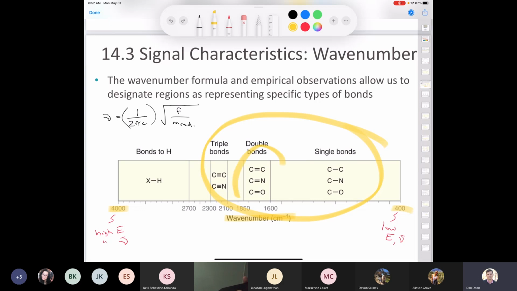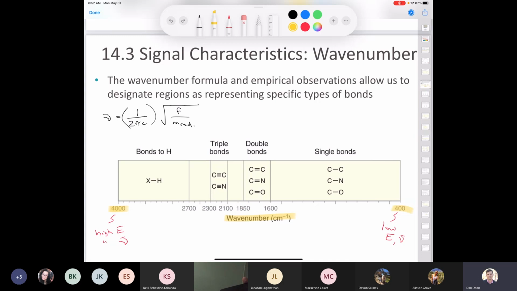Then once you get up to double bonds, they're going to be in the range of 1650 to 1850, let's say, or 1875, something like that, or 1900 even. Why? Because they're stronger. And then you get up to triple bonds, which are going to absorb at even higher wave numbers. Why? Because they're stronger.